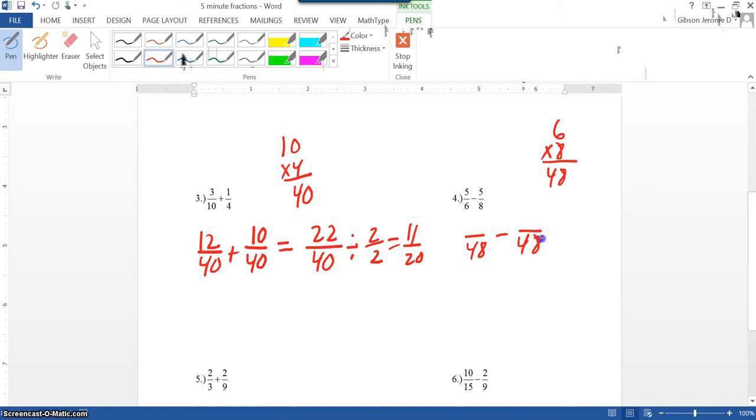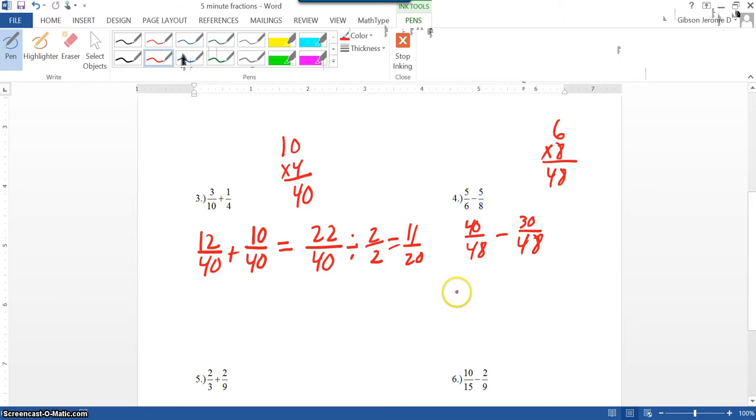Now again, since our denominators have changed, that means our numerators must change. And we would do the same thing we did with addition. We will multiply across. The top times the bottom. 5 times 8 is 40. The bottom times the top. 6 times 5 is 30.